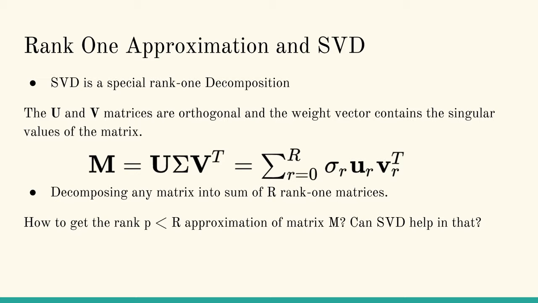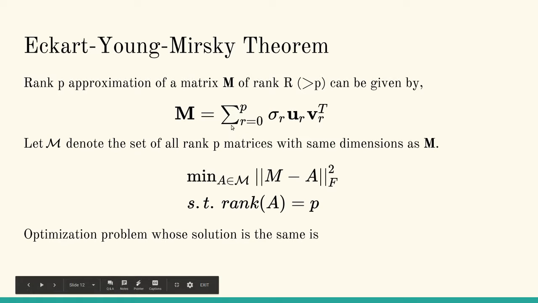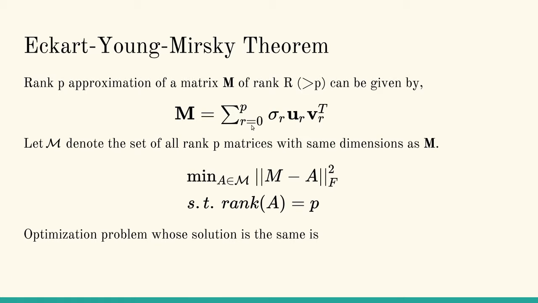How can we get the rank P approximation of a rank R matrix using SVD? For that, we take the help of the Eckart-Young-Mirsky Theorem, which states that given a matrix M with rank R with singular values sigma 1 to sigma R, the optimal rank P approximation of M is given by its truncated SVD representation, as shown here. Note that SVD is a special rank 1 decomposition. The theorem basically says that the rank P approximation is obtained by adding rank 1 matrices corresponding to the top P singular values.